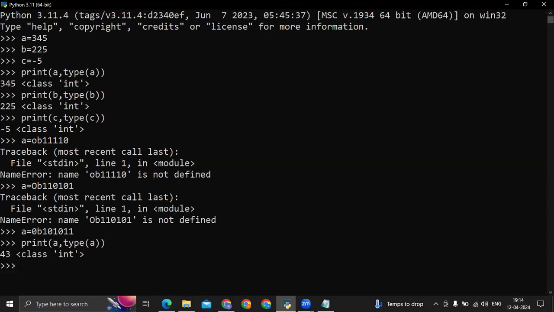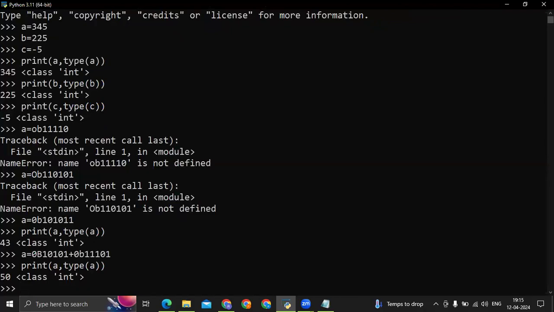Got it? Now A is equal to 0b 10101 plus 0b 11101. Now print A, type of A. Got the output. Now, after that, let me proceed first, then I'll tell you. I'll give you the answer also.